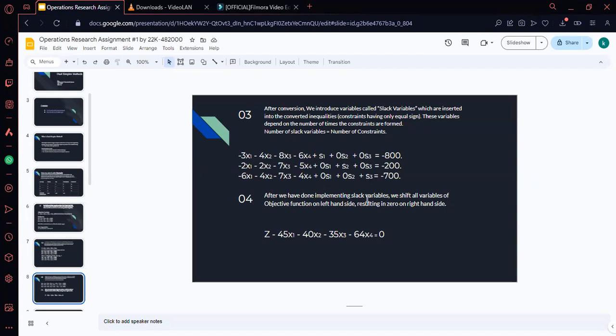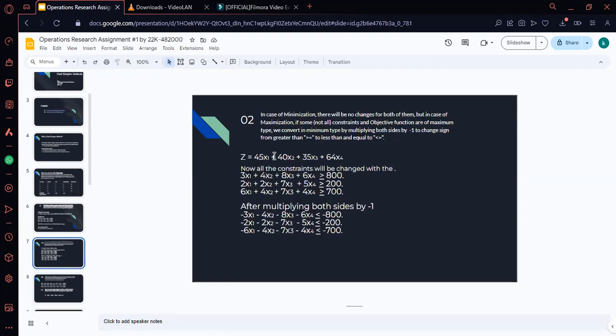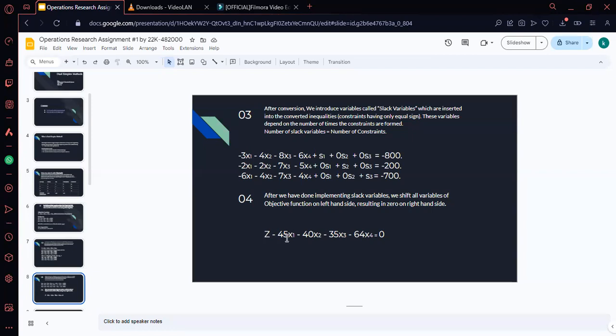After we have implemented the slack variables, we shift all the variables of the objective function to the left hand side, resulting in 0 on the right hand side. As you can see here, all three values with coefficients on the right hand side are switched to the left hand side, which results in this.